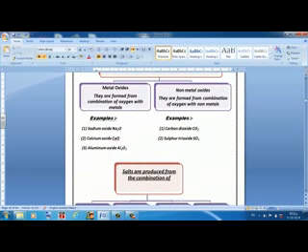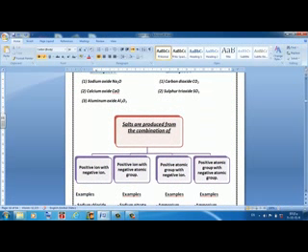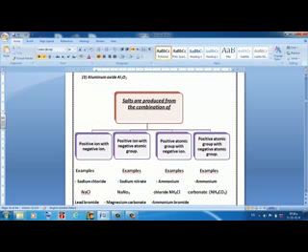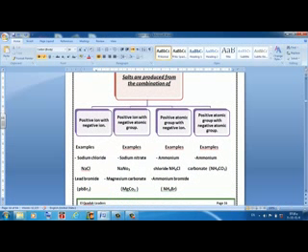Now let's see salts. Here in salts we have four types of salts: positive ion with negative ion, positive ion with negative atomic group, positive atomic group with negative ion, and positive atomic group with negative atomic group. Here we have many examples for salts.